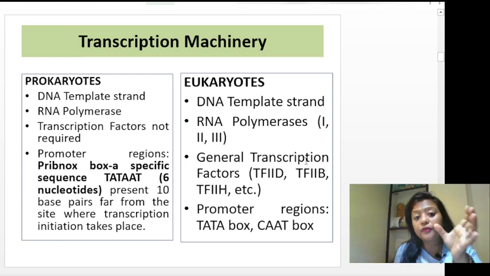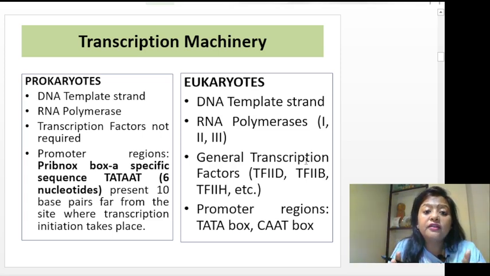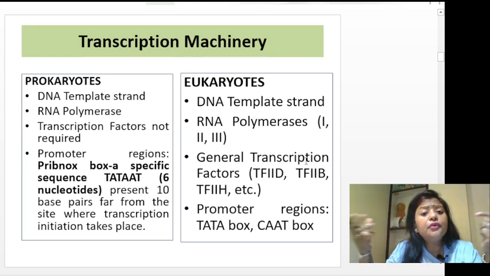We'll do the whole process in detail. Right now, I'm just giving you the intro. So in both prokaryotes and eukaryotes, you need a DNA template strand, which will be used for conversion to mRNA.